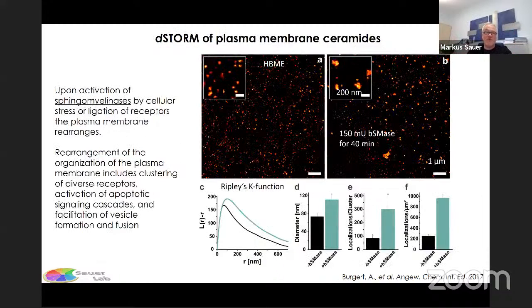And this was further confirmed by experiments where we added sphingomyelinase. It's an enzyme which is produced upon stress or also upon infectious processes. And this usually leads to a rearrangement of the plasma membrane and induction of ceramide production. And indeed, we could also see after application of sphingomyelinases that the amount of ceramides in the plasma membrane increased dramatically, and also the cluster sizes increased dramatically upon application of this enzyme.